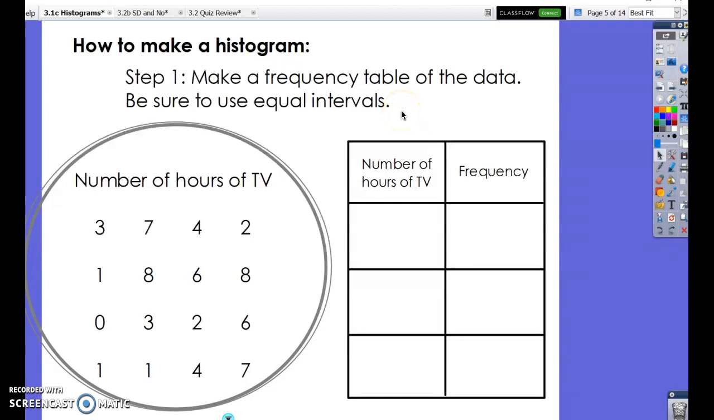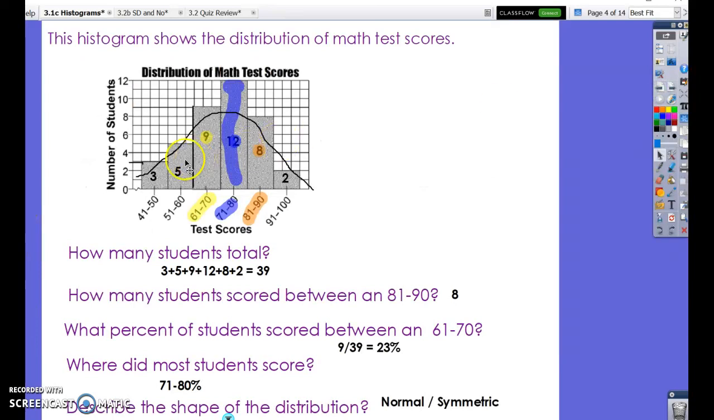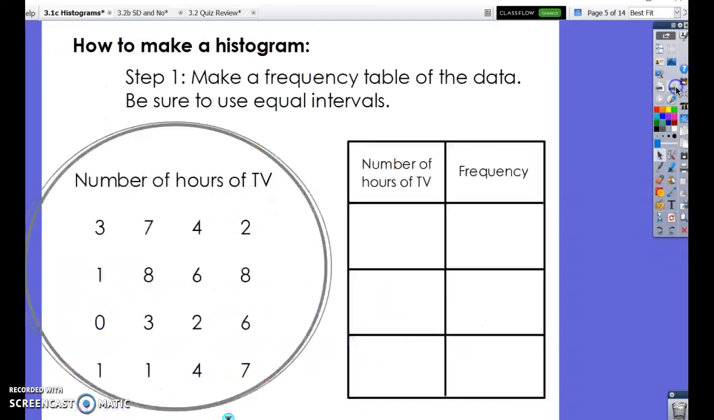We also want to be able to make our own histogram. So the very first step is to use a frequency table. Okay, so we need to use equal intervals, right? So if we go back a page, they had these intervals 41 to 50, 51 to 60. So we want to start off by making our intervals. Our intervals looks like our lowest number of hours of TV was 0. Our highest number was 8.